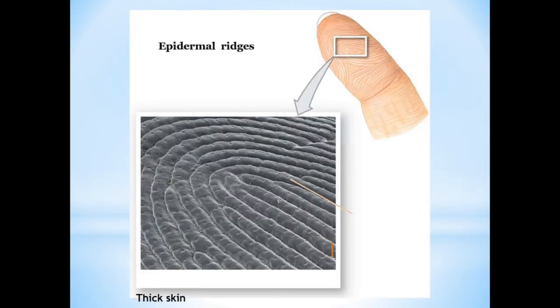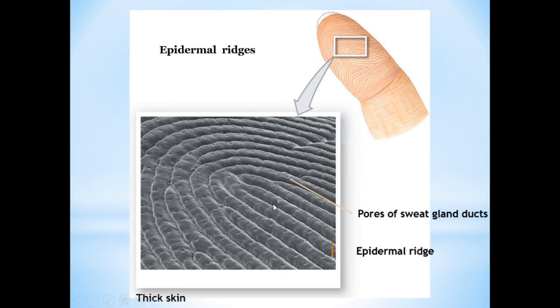This is the picture of the thick skin of the palm of the hand, and this is the finger. You can see that the picture shows the pores of sweat gland ducts on the thick skin of the palm, and these are the epidermal ridges. These epidermal ridges form the prints, and these are the pores of sweat glands which are present on the palms.